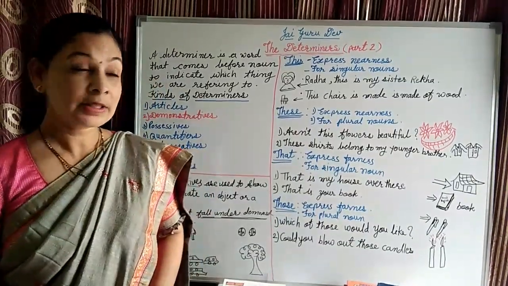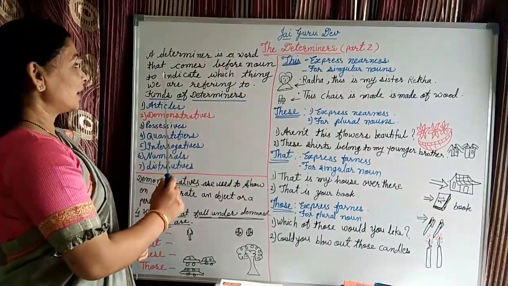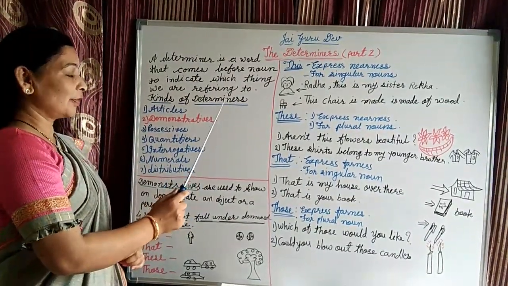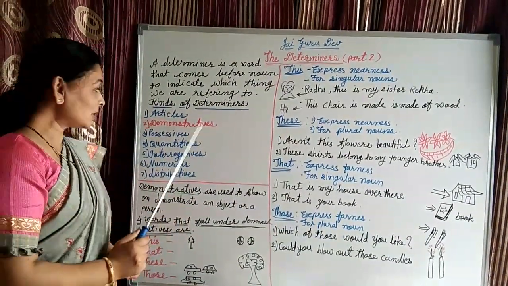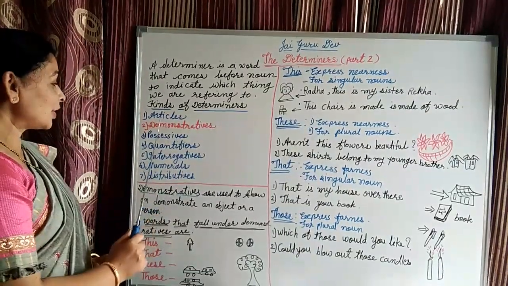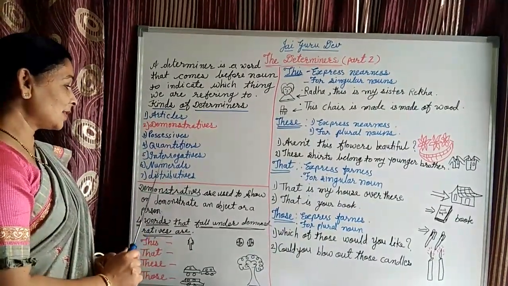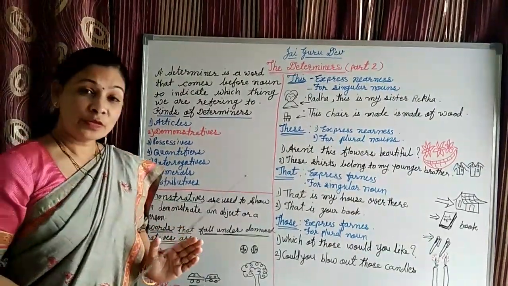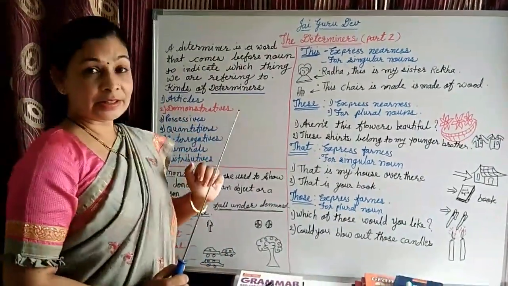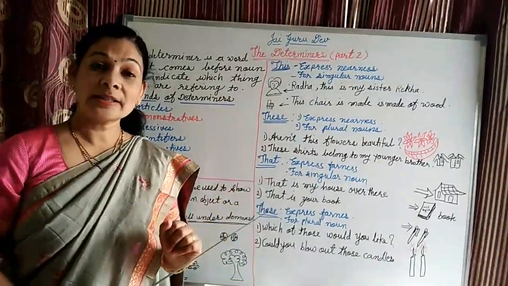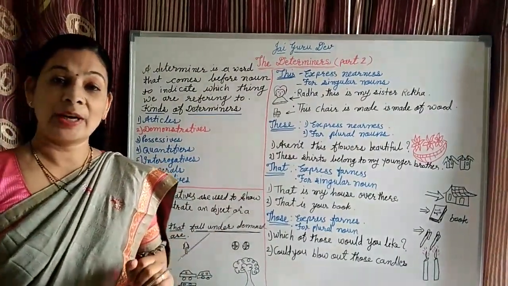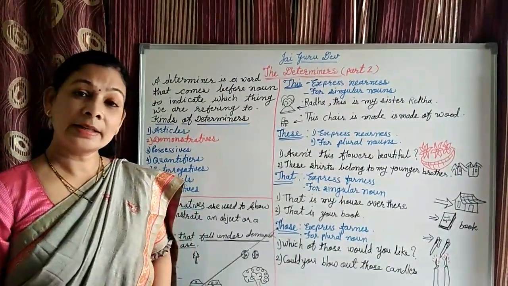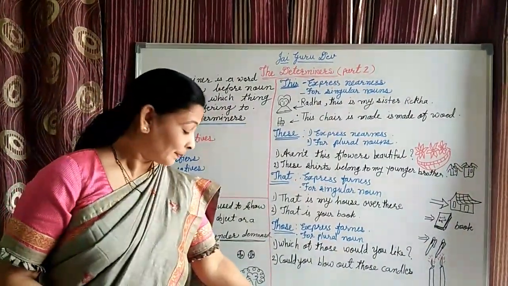In our previous video, we have seen determiners. So what is a determiner? A determiner is a word that comes before a noun to indicate which thing we are referring to. Kinds of determiners: articles, demonstratives, possessives, quantifiers, interrogatives, numerals and distributives. In the first video, we saw articles. Articles have two kinds: definite articles and indefinite articles. The definite article is "the", and the indefinite articles are "a" and "an".